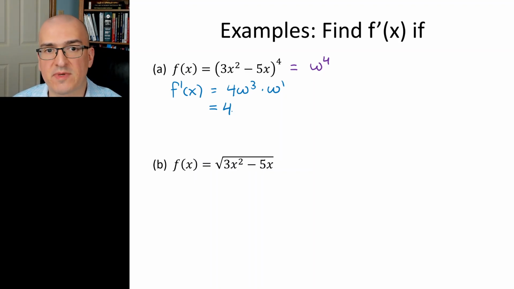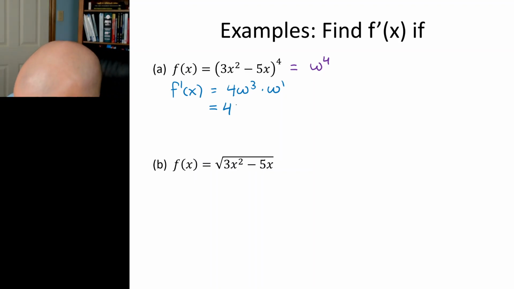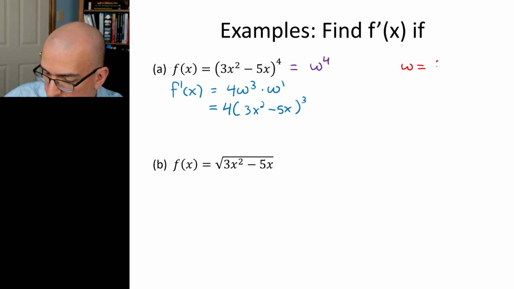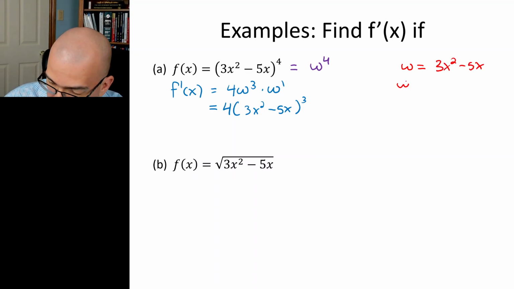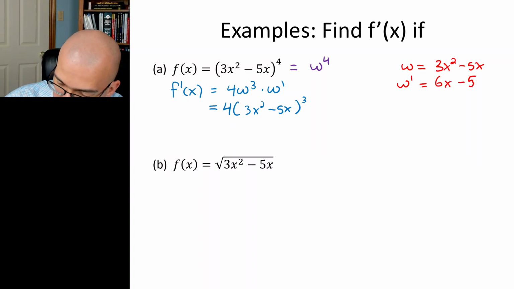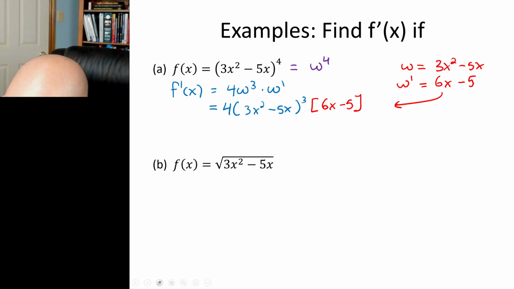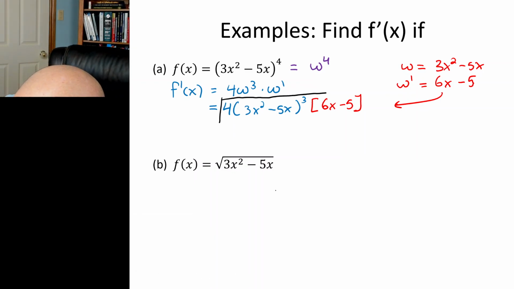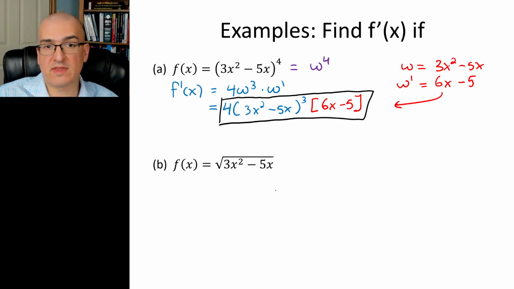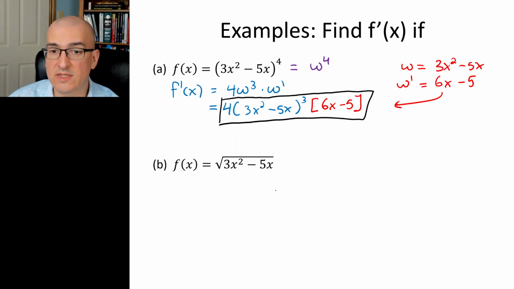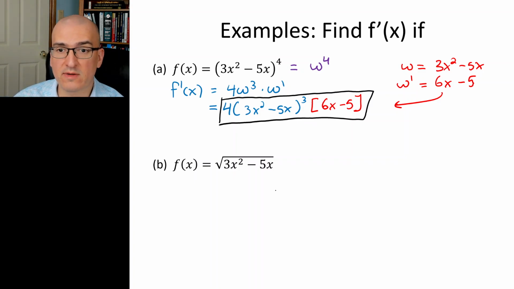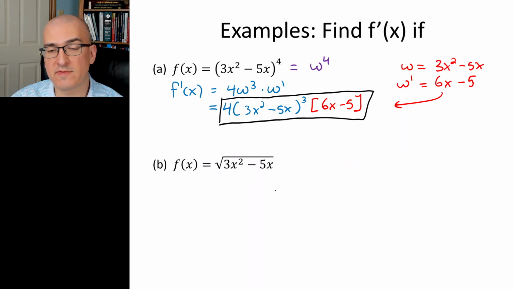Now I'm going to undo that replacement, that letter substitution. I'm going to put w back the way it was. 4 times 3x squared minus 5x to the power 3 times w prime. Well, what's w? W, we said, was everything inside the brackets. 3x squared minus 5x. So w prime is going to be 6x minus 5. So that's what will go here. And that is usually good enough. We can simplify, it's possible, but I think this is the best way to write it. It's clear that the 4 came down, the power got reduced by 1, and that the 6x minus 5 clearly corresponds to being the derivative of the inside.